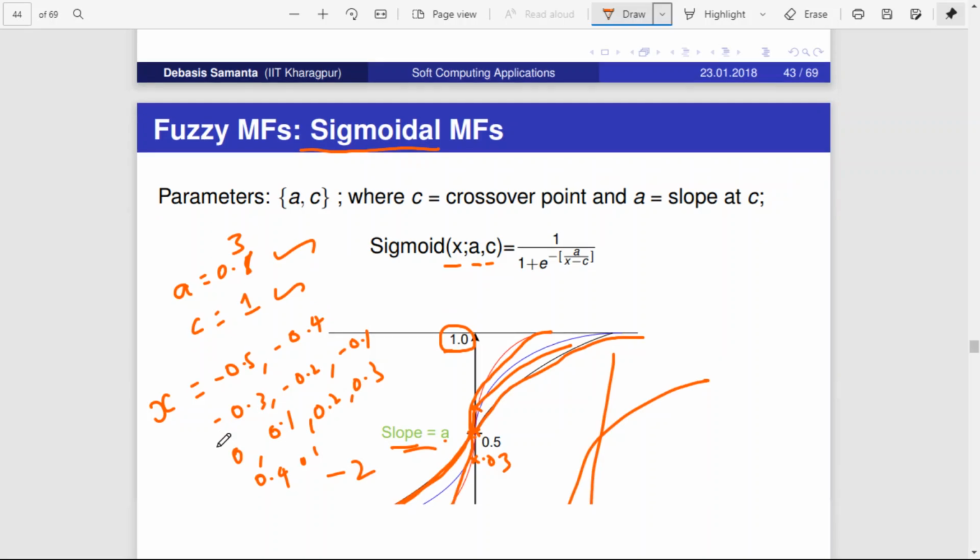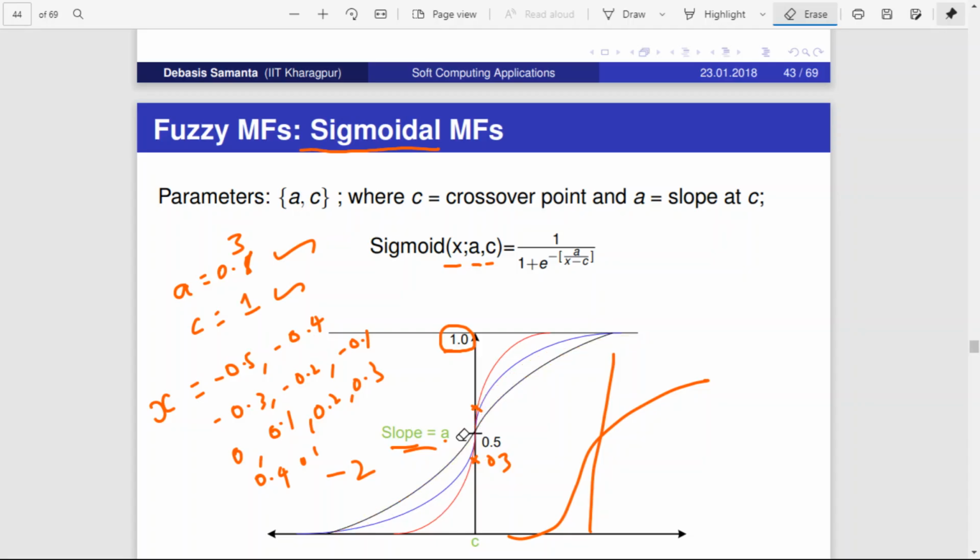So sigmoid is given by this particular formula. Sigmoid of x, a, c is equal to 1 by 1 plus e to the power minus a times (x minus c). This is otherwise called the S curve, because you can see the shape of this curve is like an S shape. So it is also called the S curve.